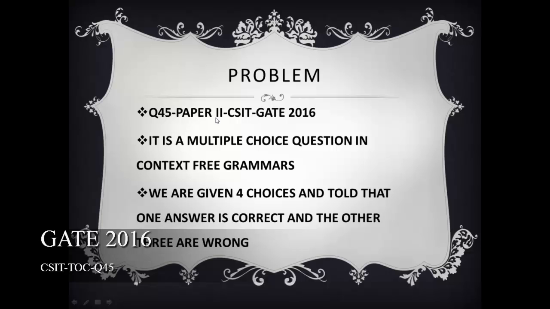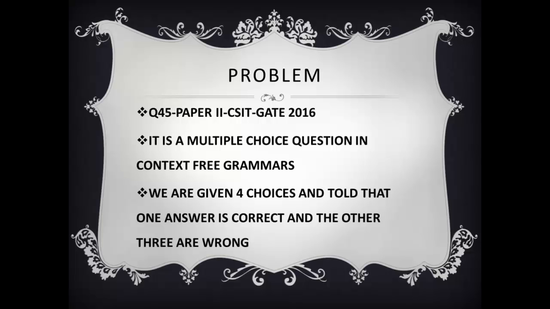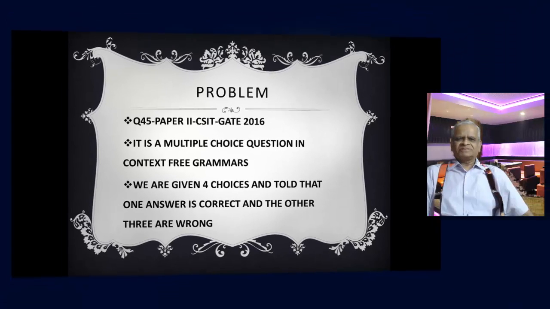Paper 2. It's a multiple choice question. There are 4 choices and we are told one answer is correct, 3 are wrong. The area the question deals with is context-free grammars, which is part of theory of computation.